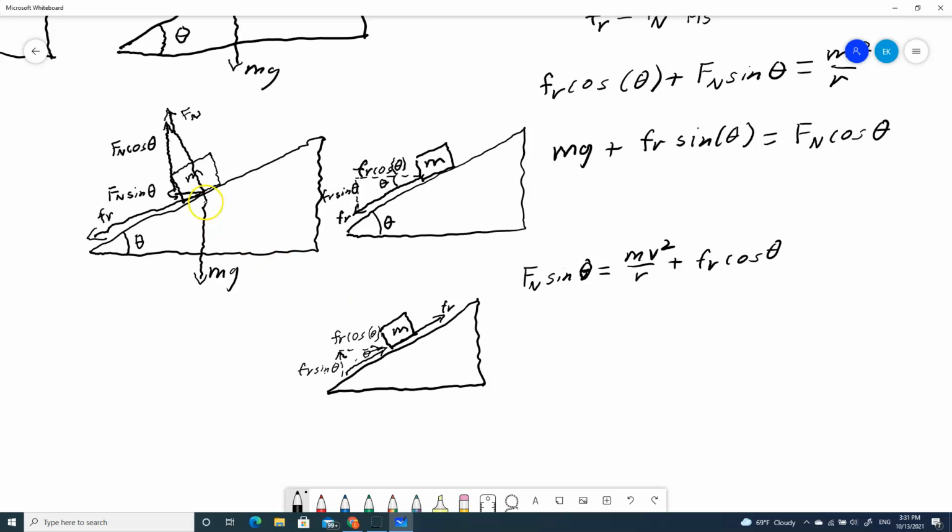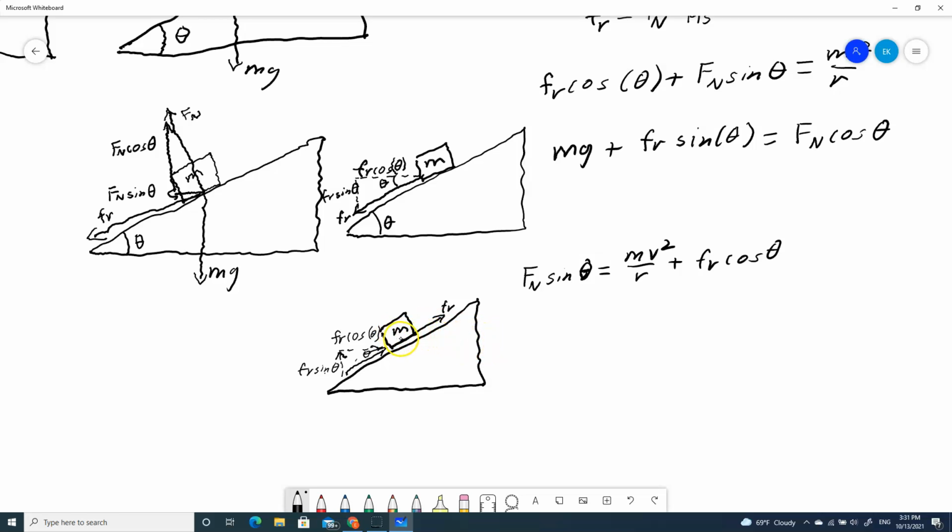So F_n sine theta is the force exerted by the plane inwards. And since the mv squared over r, the centripetal force of the object, is now lower, that means the object's tendency to move outwards, to move horizontally in this direction, which is also equal to mv squared over r, is lower.